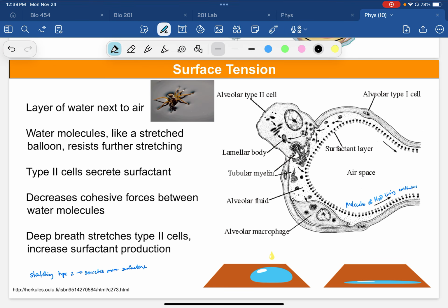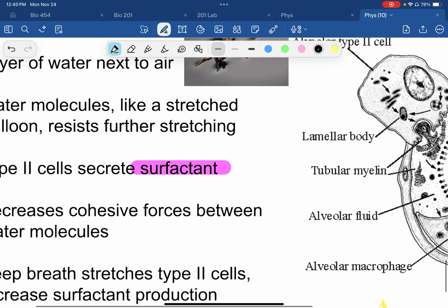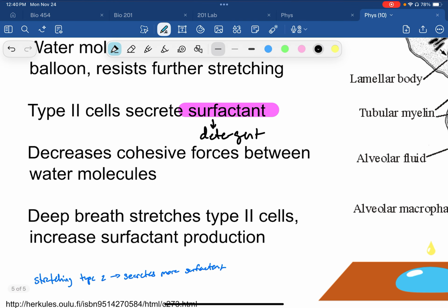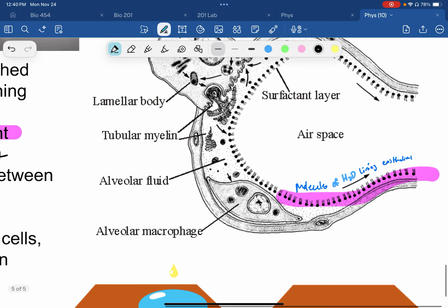As we move into here, we can look more at type 2. Type 2 deals with surface tension. This is a really zoomed in picture of an alveoli, and we can see that there's a bunch of molecules of H2O lining this epithelial surface. You can see that right here, and I wrote that out: molecules of H2O lining the epithelium. What type 2 does is it secretes surfactant. Surfactant you can think of like detergent, and it decreases those cohesive forces between the water molecules. If you stretch your type 2 cells, it increases surfactant, like with a big deep breath or something.